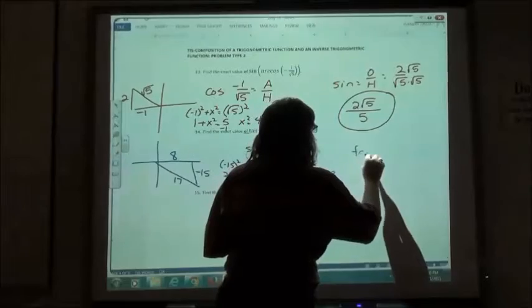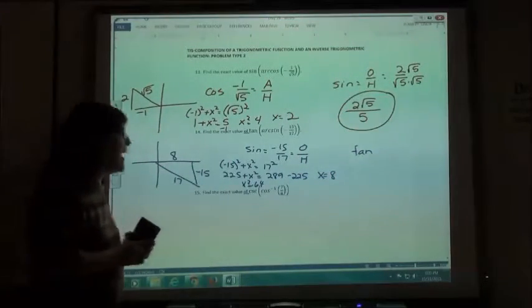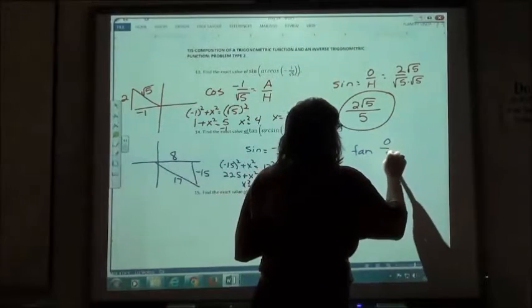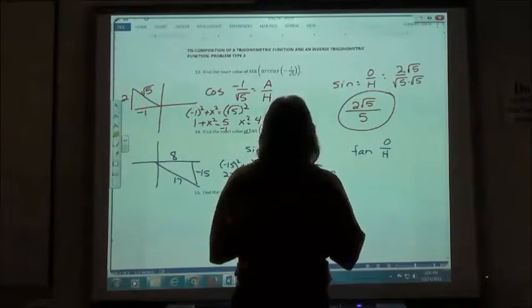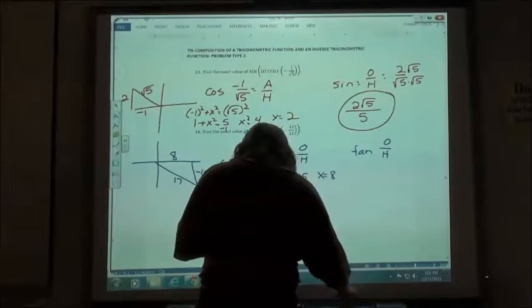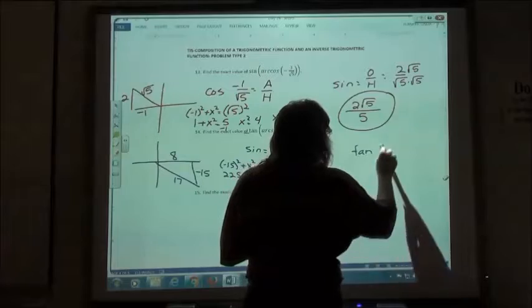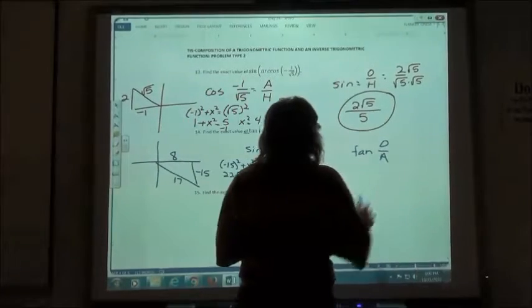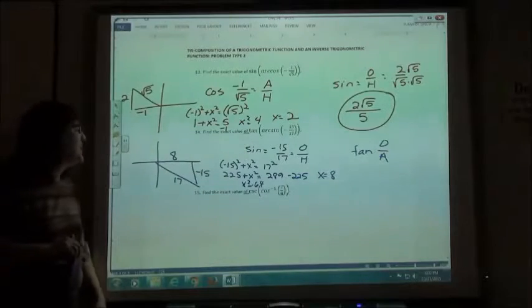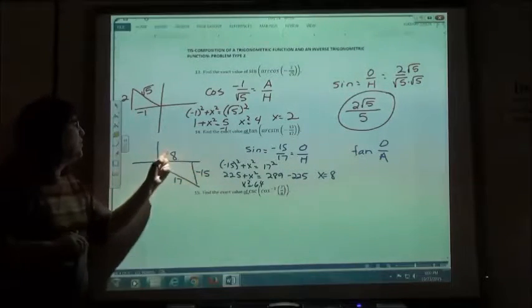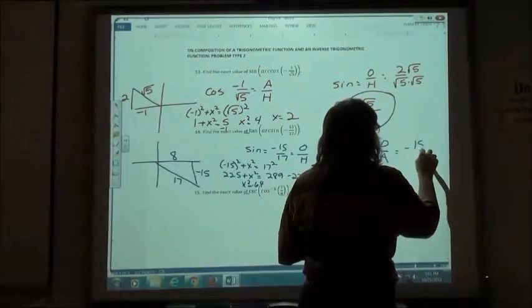I'm now going to do the tangent of my reference triangle. My tangent is my opposite over my hypotenuse. Oh, my tangent is not my opposite over my hypotenuse. My tangent is my opposite over my adjacent. Looked over here and saw that. So tangent is opposite over adjacent. The opposite over the adjacent means I'm going to have negative 15/8.